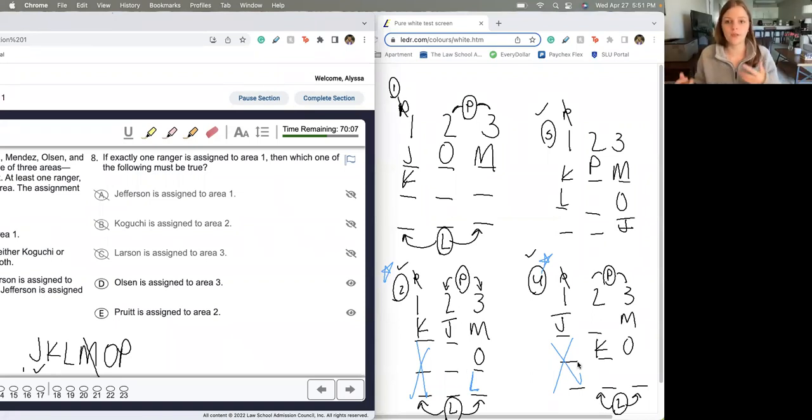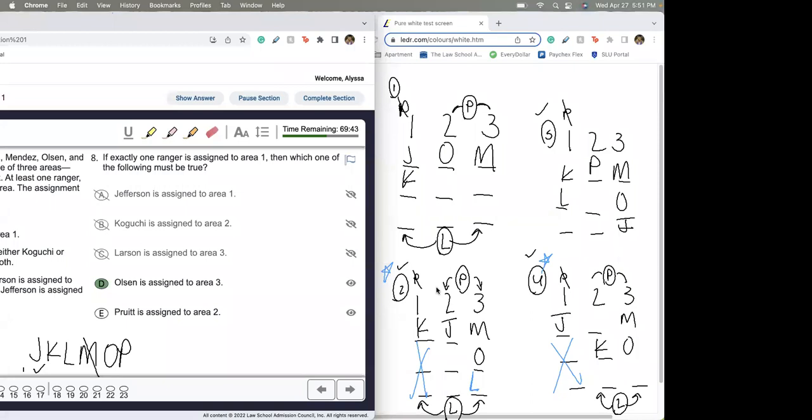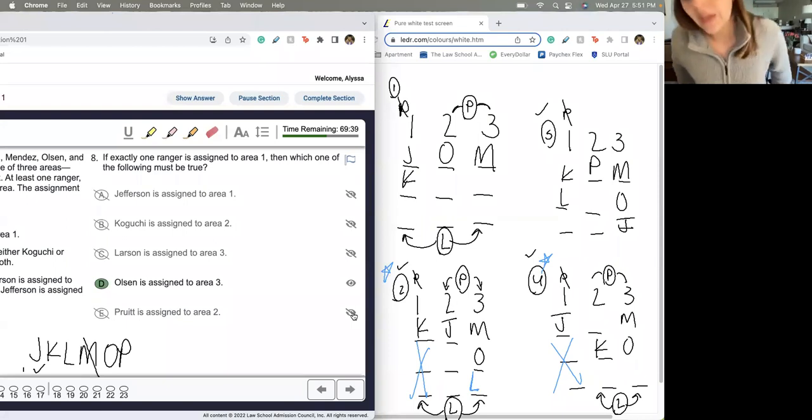There's no other place that O can go. I don't have it signifying that it can flip with anyone. It's not in another spot. So this one has to be true all the time. But eliminating E, P is assigned to area 2. We know right off the bat that does not have to happen. That actually doesn't have to happen most of the time, because P is a floater. It's flipping between 2 and 3. So it's not 100% true that P is in area 2.